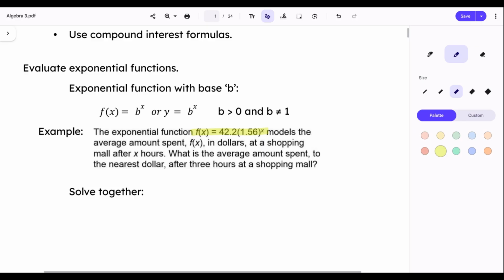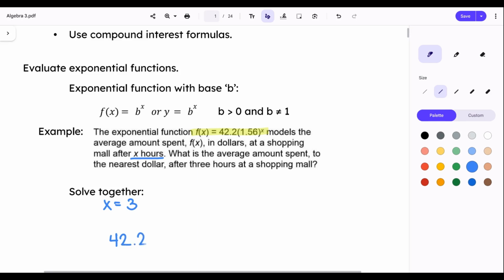So I just need to decide what my x is, because that's what I'm going to be plugging into this equation. They're saying x represents hours up here in the description, and they're asking how much would be spent after 3 hours. So my x would be 3. And so I'm going to plug that into my formula here. So it's going to be 42.2 times 1.56, and all of that's going to be raised to the third power.